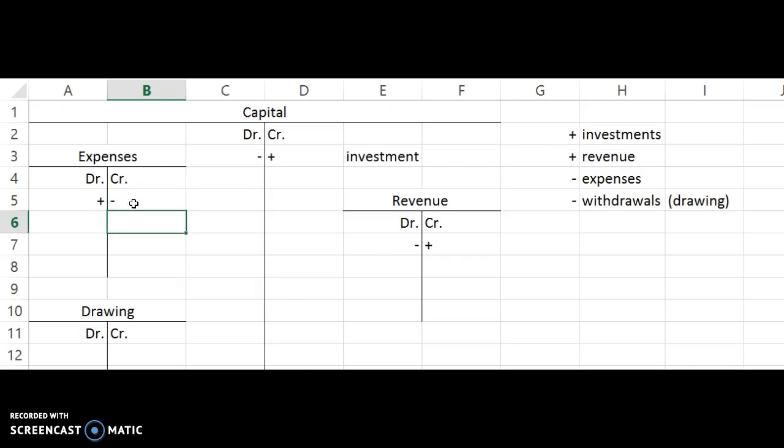The best way to think about this is, in the end, debits will give you a running total over here, and debits decrease the capital. Therefore, expenses are going to increase on the debit side. And then the same thing for the drawing account. Since the drawing takes away from the capital, the drawing account will increase on the debit side. So if the owner withdrew money, you would debit the drawing account, which in the big picture will actually decrease the capital.